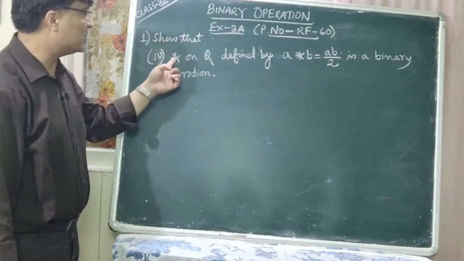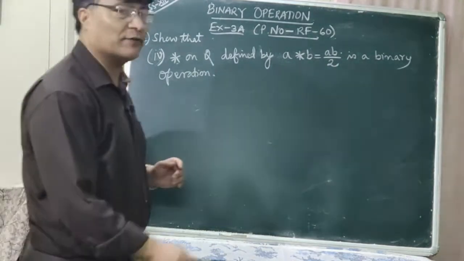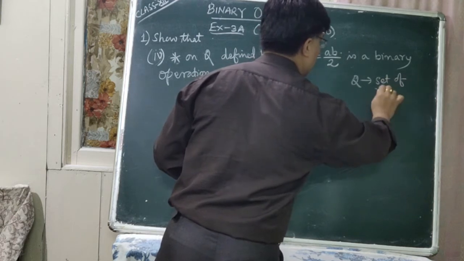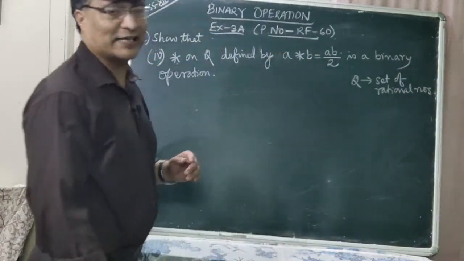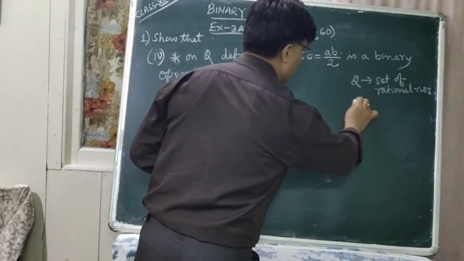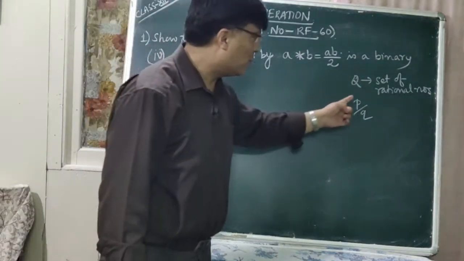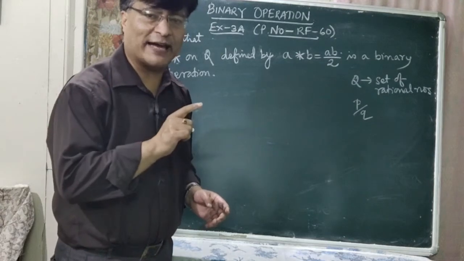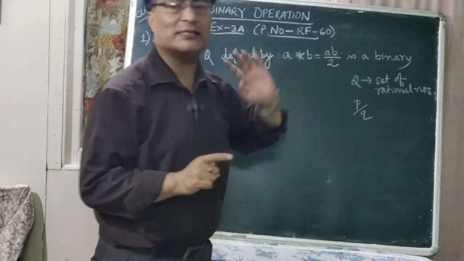You have to show that this operation star on Q, where Q is the set of rational numbers. So what is a rational number? You know that a number of the form P by Q, where Q is not equal to 0 and P and Q are prime to each other, that means they should not have common factors, is known as a rational number.